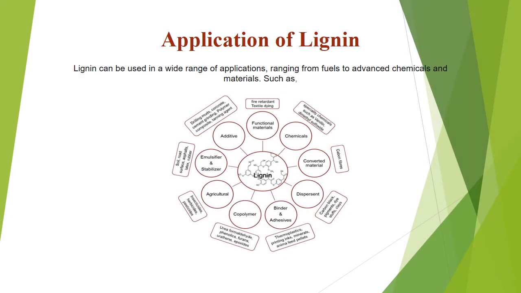Applications of lignin. Lignin can be used in a wide range of applications ranging from fuels to advanced chemicals and materials. Lignin can be used as fine chemicals such as phenolic compounds, binders, adhesives, dispersants, paints, and so on. In addition to fuel production, the diverse applications of lignin can be found in chemical production, specialty materials, pulp and paper industries, pharmaceuticals, and environmental purposes. Due to the versatile properties of lignin, various value-added industrial applications have been recognized.